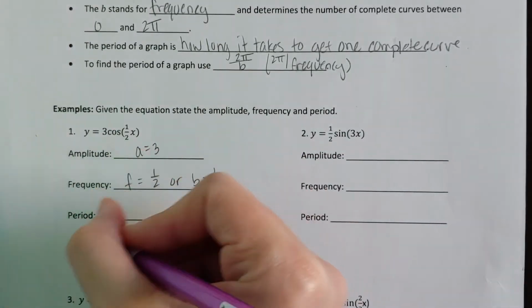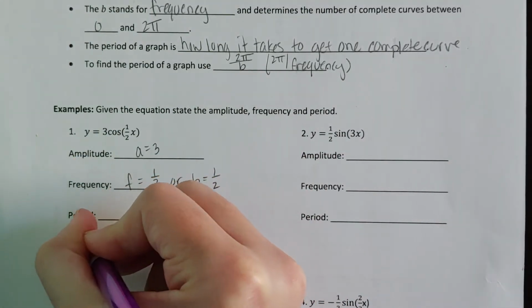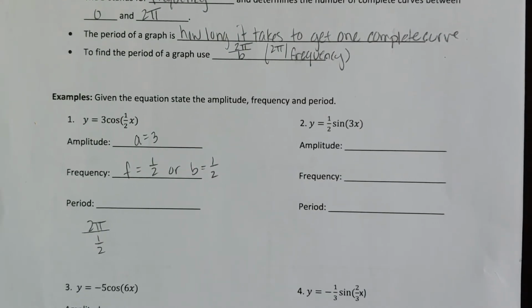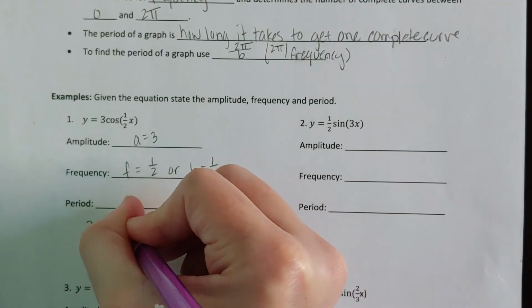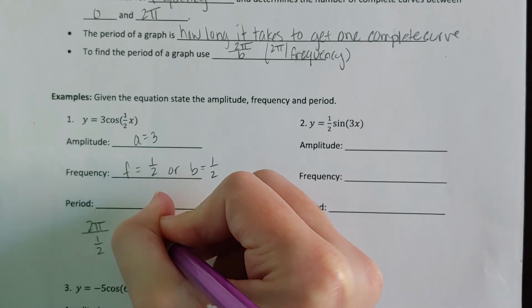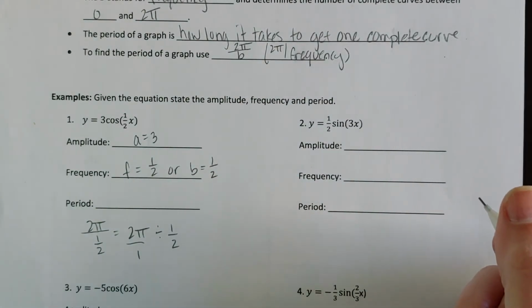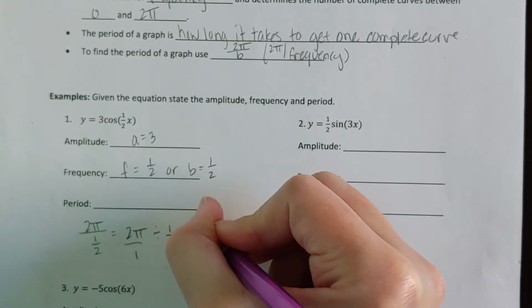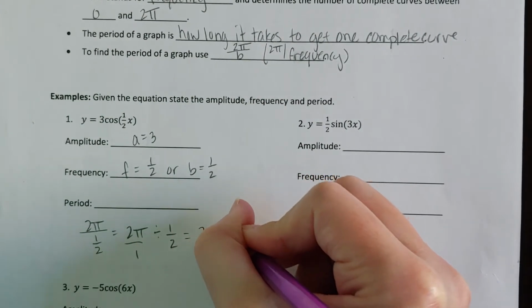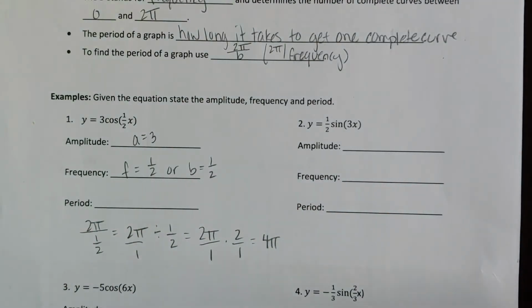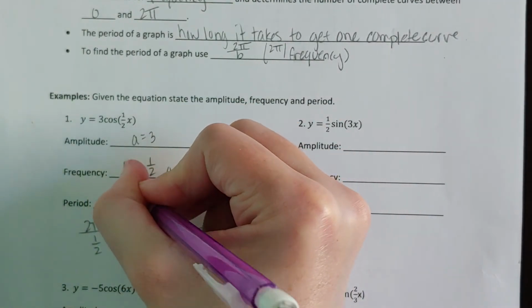So for the period, I'm going to write this down here, I'm going to do 2 pi divided by the frequency, which is 1/2. Okay, which is equivalent to 2 pi divided by 1/2. This is 2 pi over 1. When you divide fractions, you flip the second one. So 2 pi over 1 times 2 over 1, which is going to be 4 pi. So the period is 4 pi.